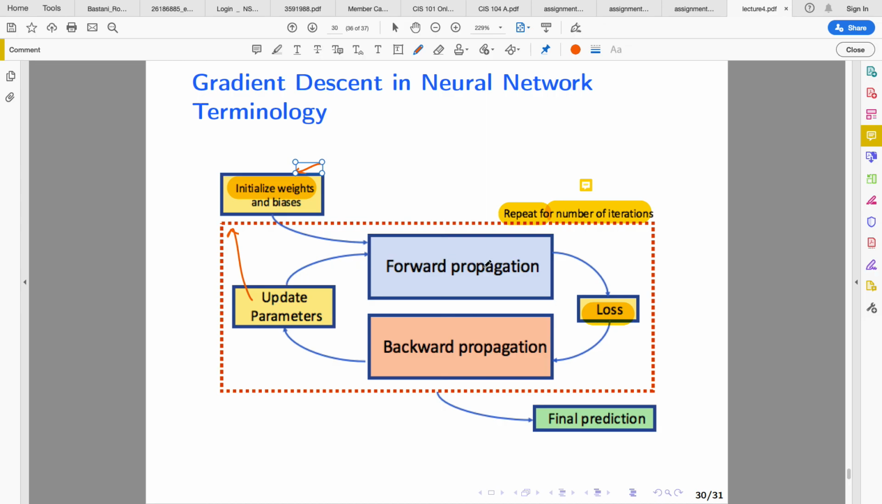We do the forward propagation again, and we continue this cycle from the first forward propagation to backward propagation. This makes up a complete cycle, and that is one iteration. Then we go again, forward prop, backward prop, making up another iteration. That is the second one. We go again, and this makes up the third iteration. So we continue this for a number of predefined iterations until we reach convergence. Then when we are done, we can exit the loop and make our final prediction.